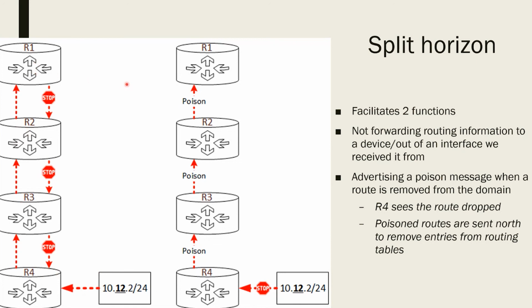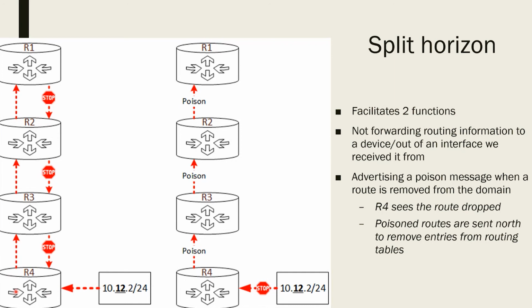Now, before split horizon, these routers would be relatively dumb, and they would say, okay, I've got this new state, I've processed that, let me share it with my neighbors. And what will end up happening is it'll send it to R2, but it will also try and send it to R4. Obviously, R4 has the original state, so there's no need for R4 to learn that.